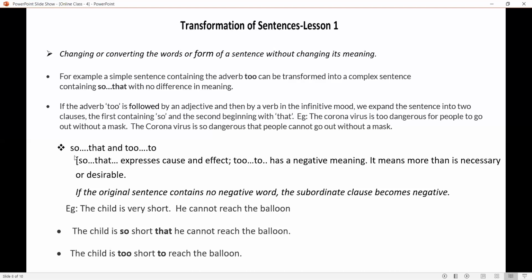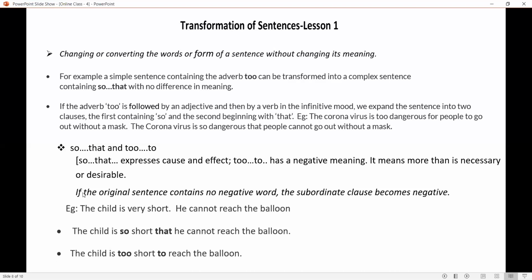Now let us focus on the construction. So that and to. How to replace them. So that expresses cause and effect. For example, the coronavirus is so dangerous. The cause is that, and effect is people cannot go out without a mask. Now, too has got a negative sense, and it means more than is necessary or desirable.